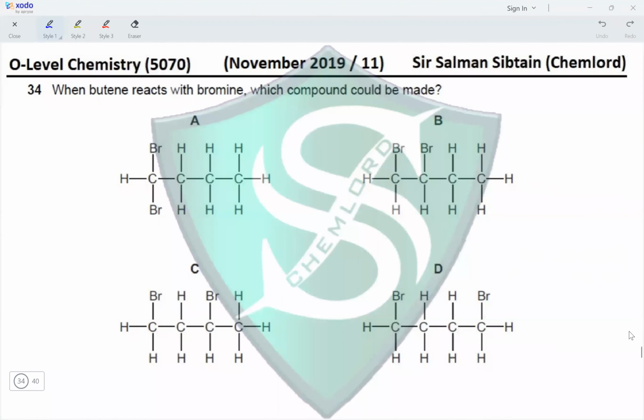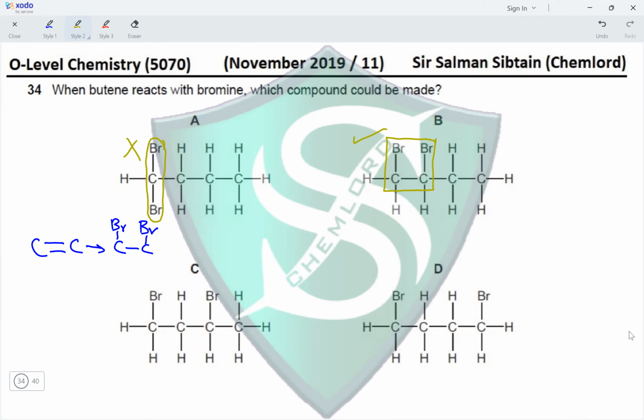Question 34. When butene reacts with bromine, which compounds could be made? Butene would have a carbon-carbon double bond, which would be converted into a carbon-carbon single bond with both carbon atoms adding on a bromine atom. So, two bromine atoms present on two adjacent carbon atoms. In structure A, both the bromine are on the same carbon atom, making it incorrect. In structure B, both the bromine atoms are on two adjacent carbon atoms, making it the correct structure.